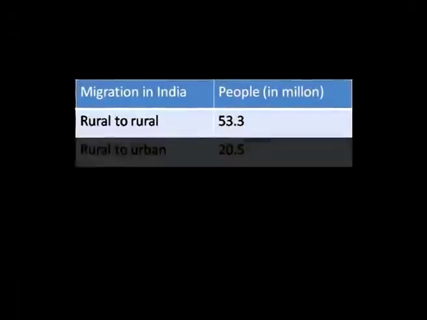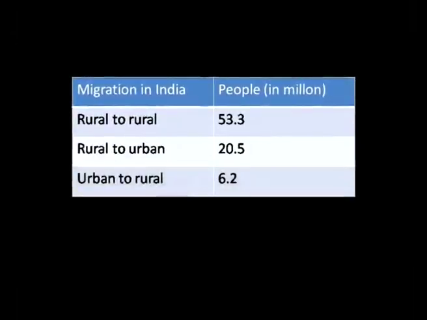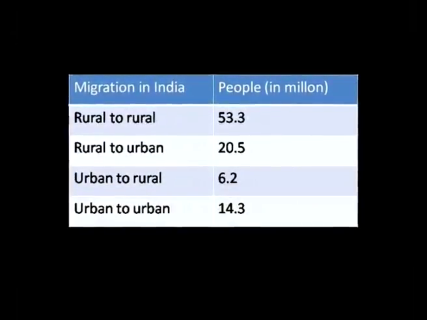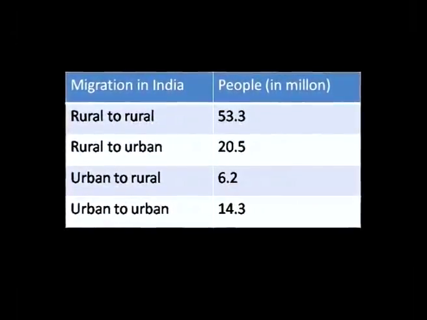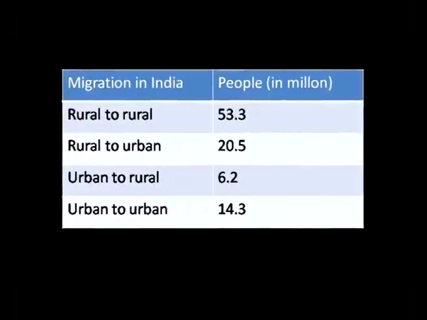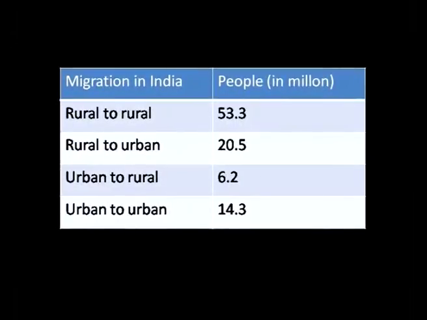According to the United Nations, the statistics for migration in India are as follows. Rural to rural migration still dominated and accounted for 53.3 million. Rural to urban migration, 20.5 million. Urban to rural migration, 6.2 million. And urban to urban migration, 14.3 million.